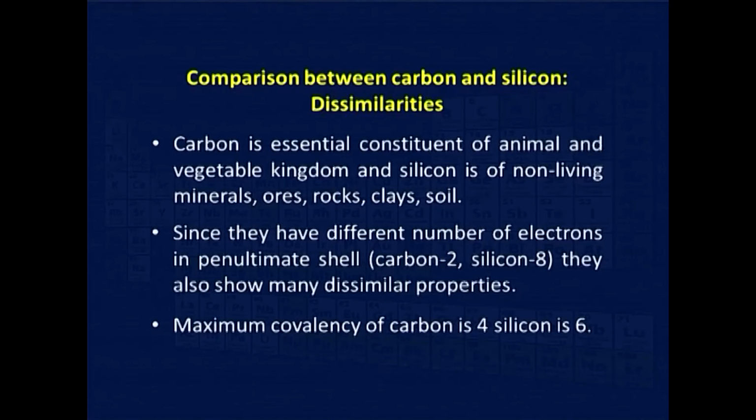There are certain dissimilarities between the two, carbon and silicon. Let us have a look at it. Carbon is an essential constituent of the animal and vegetable kingdom. However, silicon belongs to the non-living minerals, ores, rocks, clays and soil. They have a different number of electrons in the penultimate shell: carbon holds 2 electrons and silicon has 8 electrons in the penultimate shell.